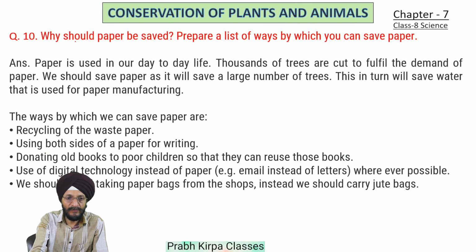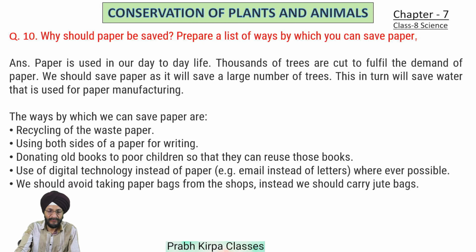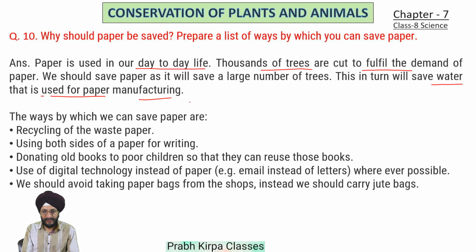Next, why should paper be saved? Prepare a list of ways by which you can save paper. Answer: paper is used in our day-to-day life. Thousands of trees are cut to fulfill the demand of paper. We should save paper as it will save a large number of trees. Thus, this in turn will save water which is used for paper manufacturing. We can adopt many ways to save paper.